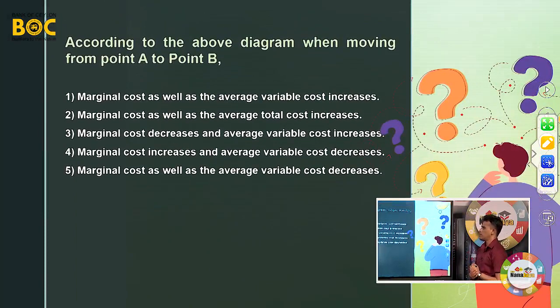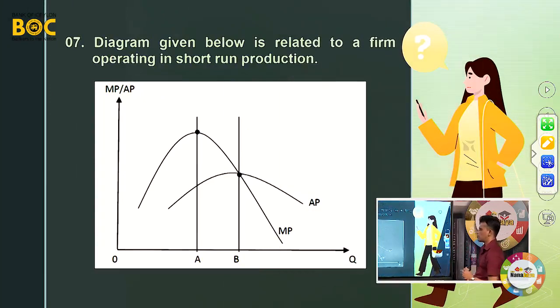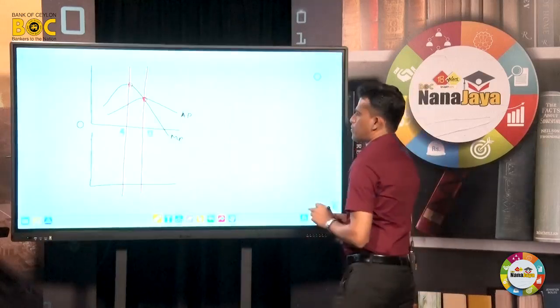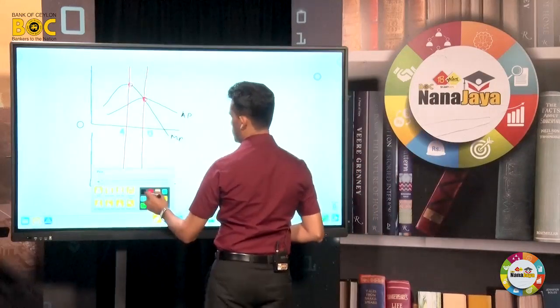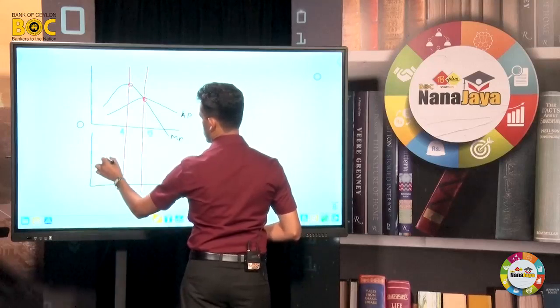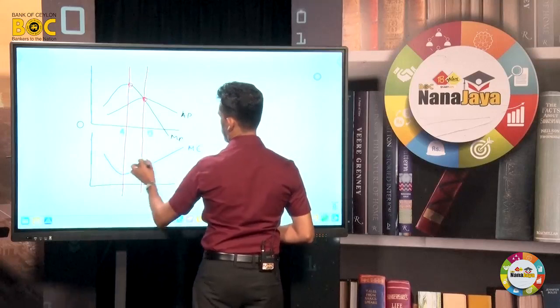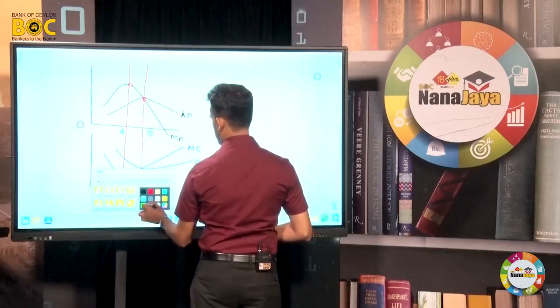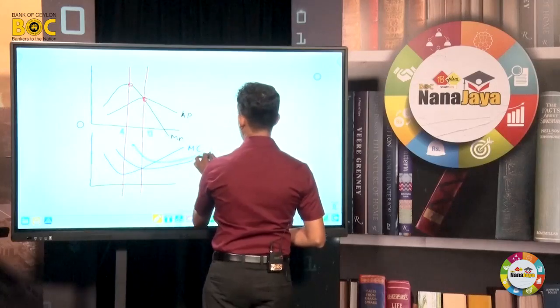According to the above diagram, when moving from point A to point B, what does that mean? They are moving from the maximum point of MP to the maximum point of AP, from the maximum point of the marginal product curve to the maximum point of the average product curve. During this stage, we will see what kind of behavior there is in the cost curves: the marginal cost curve, the average variable cost curve, and then the average total cost curve.